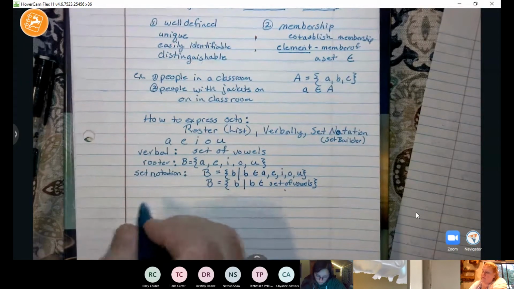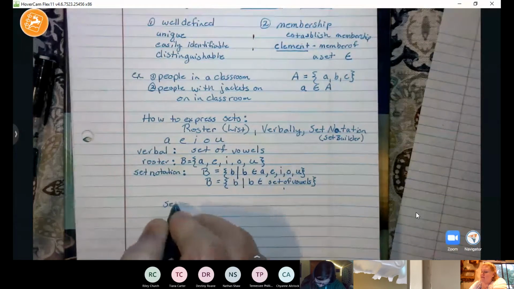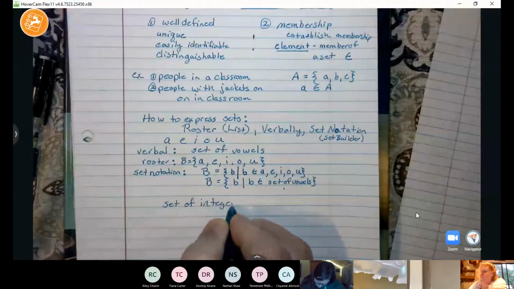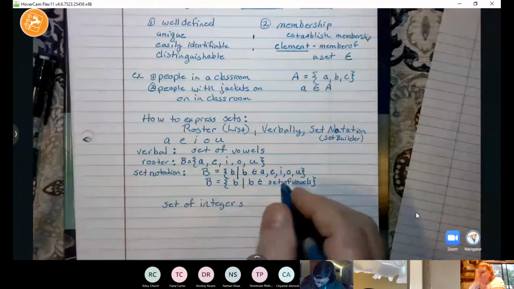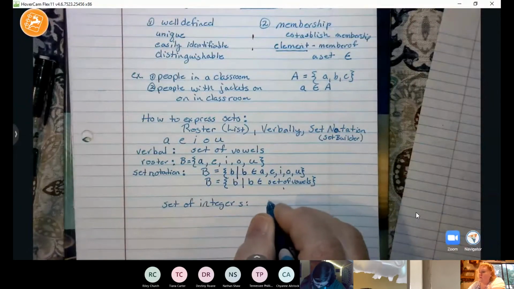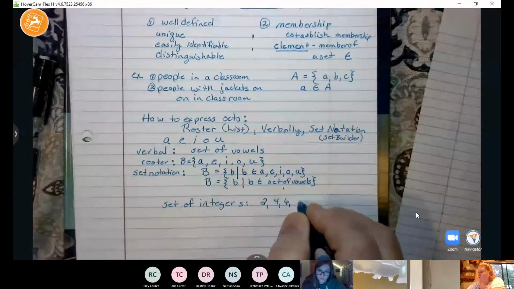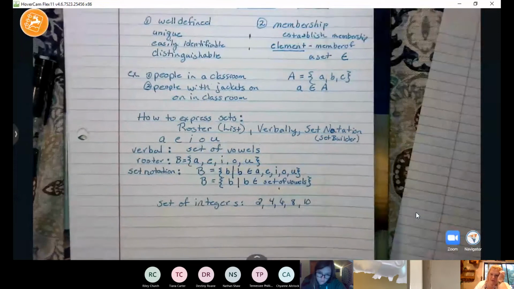Let's do another example. Let's say we have a set of integers. How would you describe that set of integers? How could you describe them?